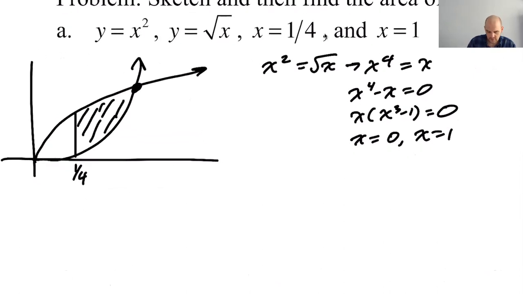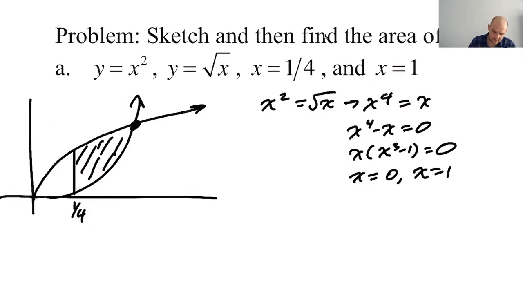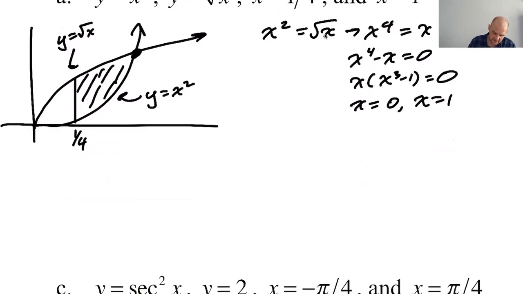So we're going to set it up, right? We need top. So the top curve is going to be y equals the square root of x. The bottom curve is going to be y equals x squared. So draw your pictures. Drawing your pictures is kind of the key thing. Go from 1/4 to 1. The top curve, which I'm going to write as x to the 1/2, minus the bottom curve, which is x squared. Give it a dx.